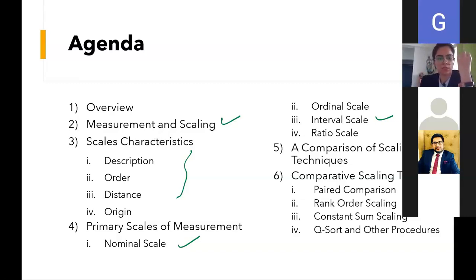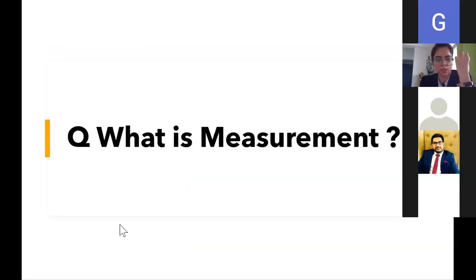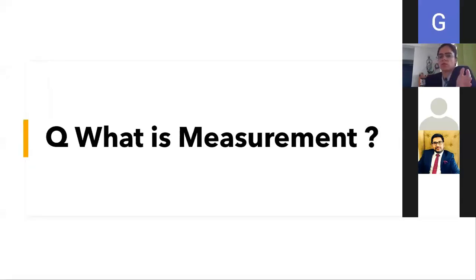So first, let me ask you this question: what is measurement? What do you understand by measurement? Very simple question. What is measurement? Say you are measuring height, right? What do you understand by measurement?